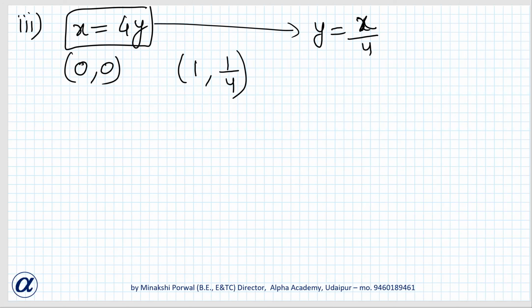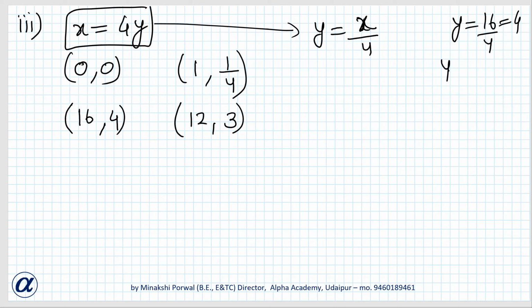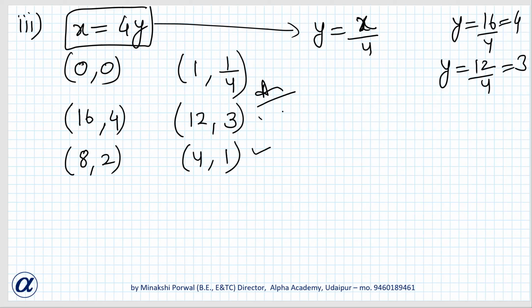Okay? Manav, you tell me next remaining 2 answers. Ma'am, 16, 4. When x is 16, y will be 4. ठीक है, x को जब 16 पुट करेंगे, y क्या हो जाएगा? 16 by 4, that is equal to 4. So 16 comma 4. Okay. Then next 12, 3, ma'am. 12 comma 3. When x is 12, y will be 12 by 4, that is equal to 3. Ma'am, 8, 2 and 4, 1. 8 comma 2. Okay. 4 comma 1. These are also correct.